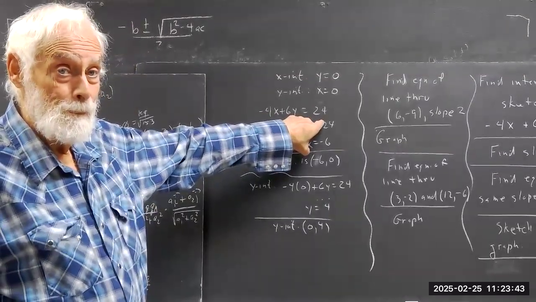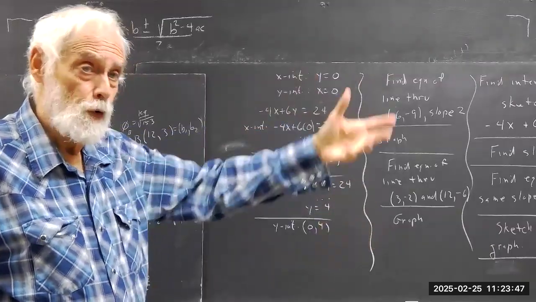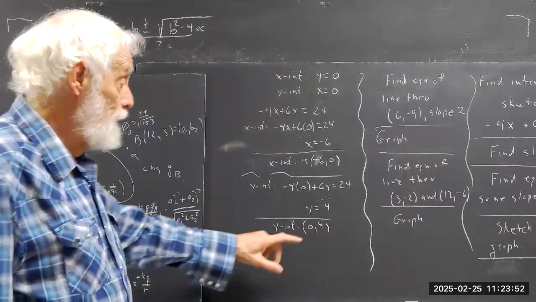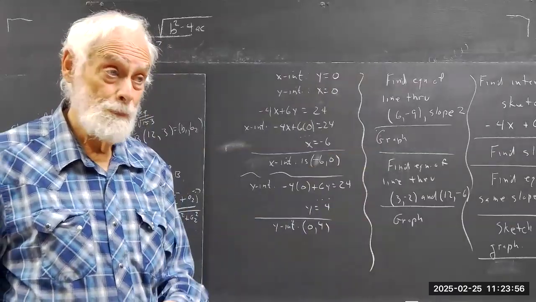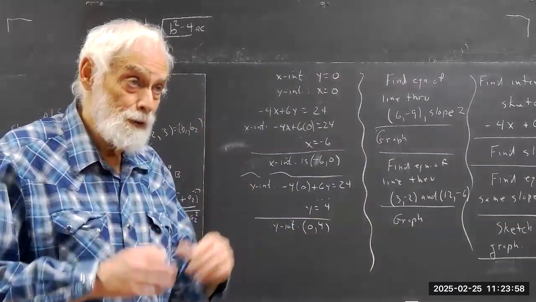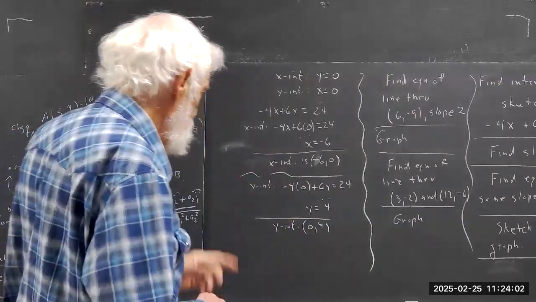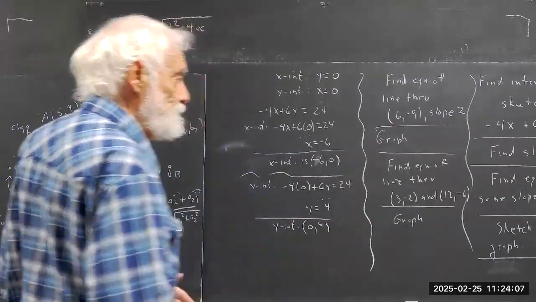Understand what I just said? If you try to check out 6, -4, or -6, 4, it's not going to work. It doesn't satisfy the equation. The points that you graph have to satisfy the equation. That's a very important concept. It's not a trivial concept. So think about it.